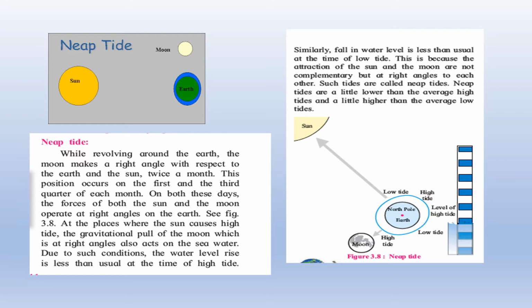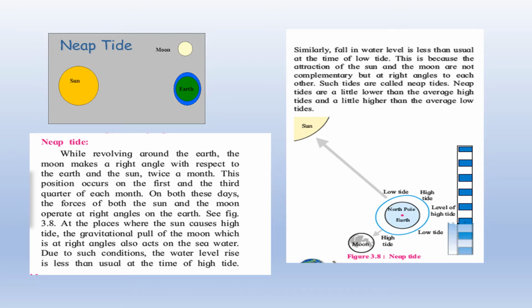I gave you the example of the tug of war, and therefore the gravitational pull of the moon, which is at a right angle, acts on the sea water. Due to such a condition, the water level rise is less than usual at the time of high tide. Similarly, the fall in the water level is less than usual at the time of low tide. So you have to remember, in the first and the third quarter of the month we find the neap tide, when the sun, earth and the moon are at a right angle. They make an angle of 90 degrees.